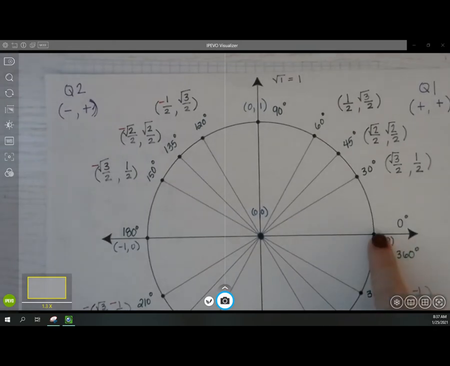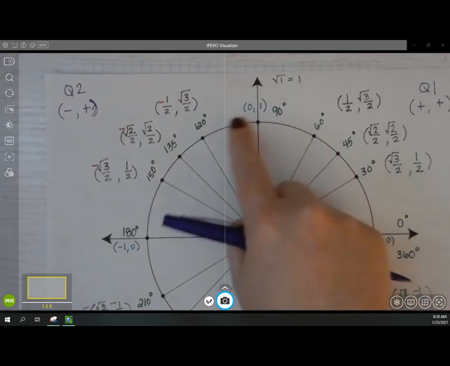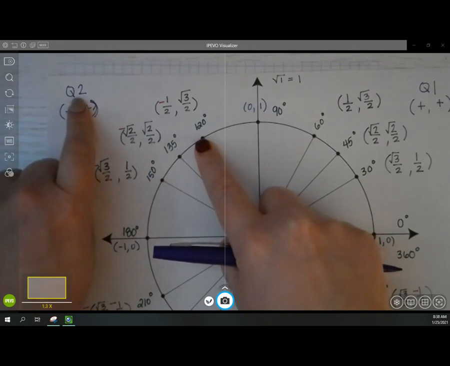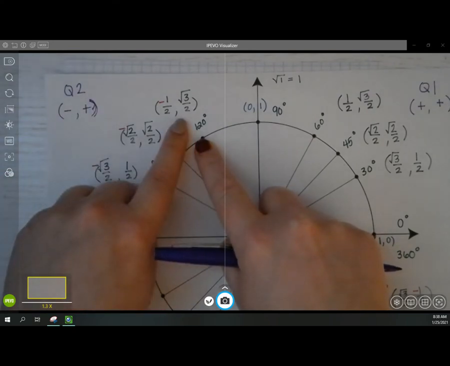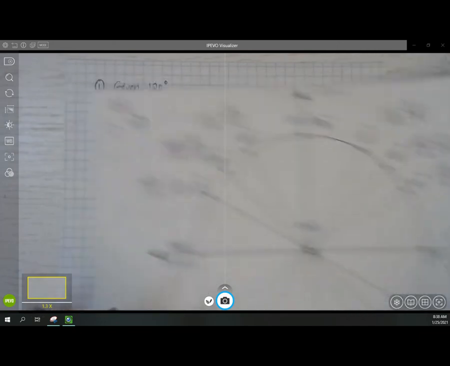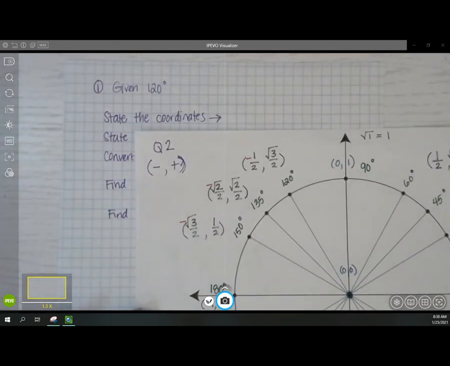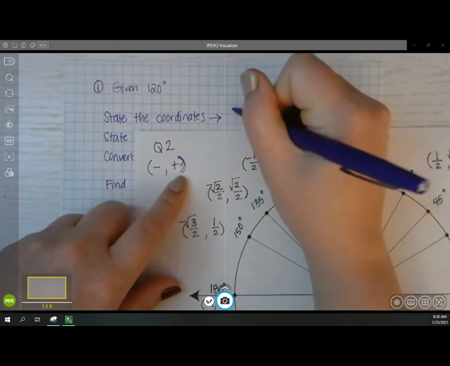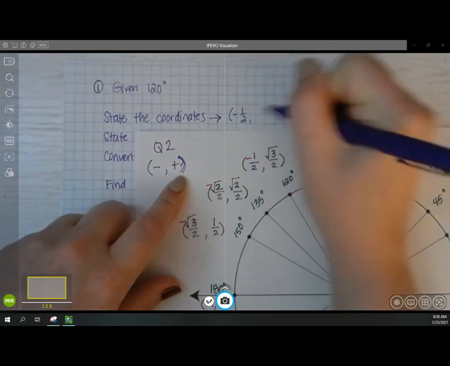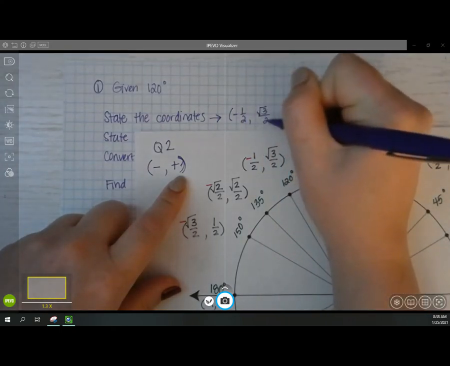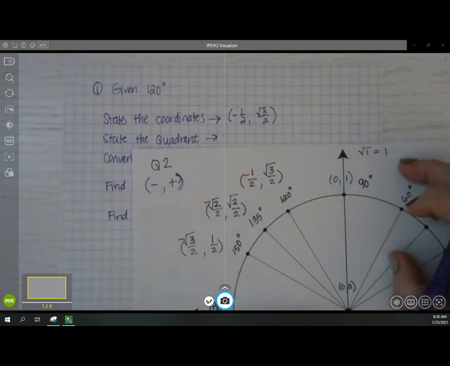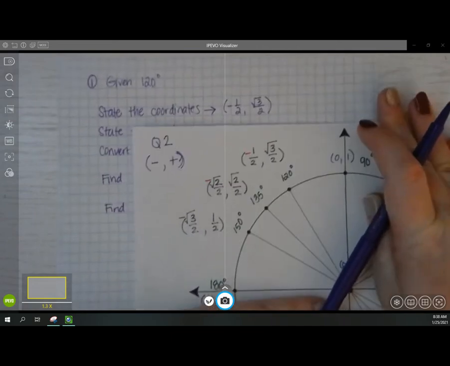Knowing that 0 starts here, I'm rotating until I get to 120. I notice that I'm landing in quadrant 2. And here are my coordinates. So I'm going to come over here and write down that my coordinates have a negative x and a positive y. So I am at negative 1/2, comma, positive square root of 3 over 2. My quadrant for 120 degrees puts me in quadrant 2.